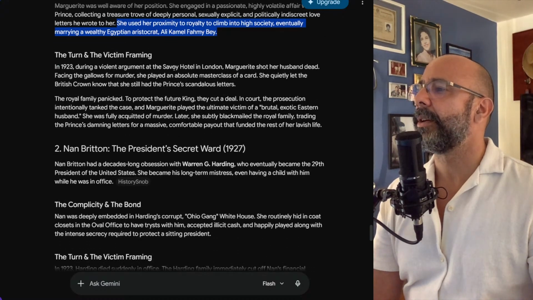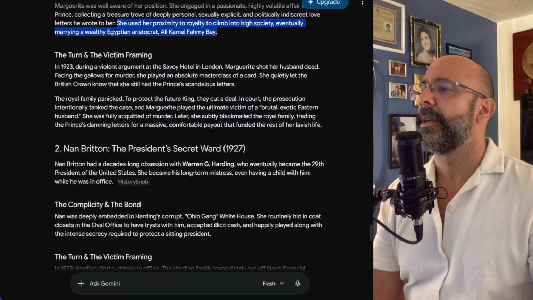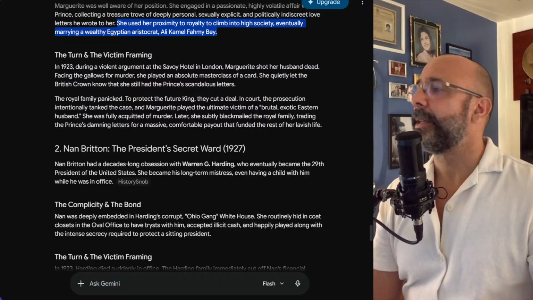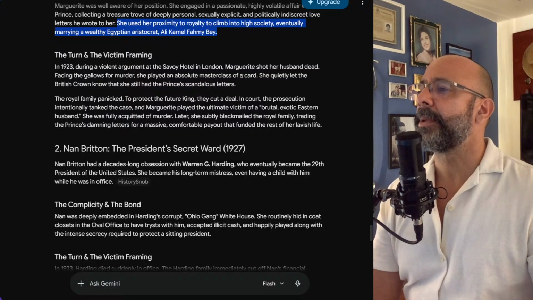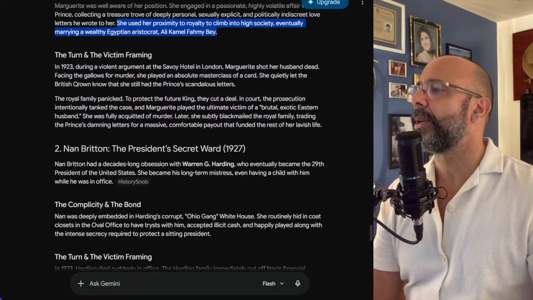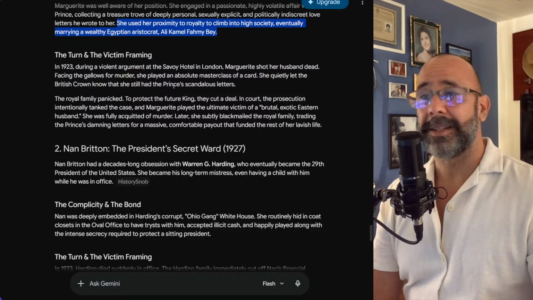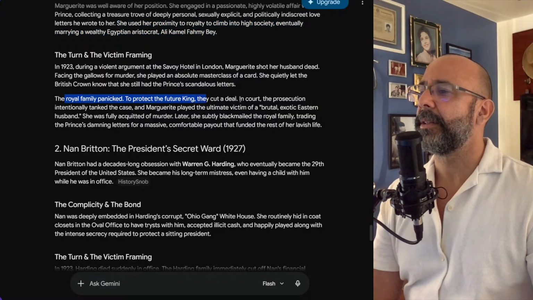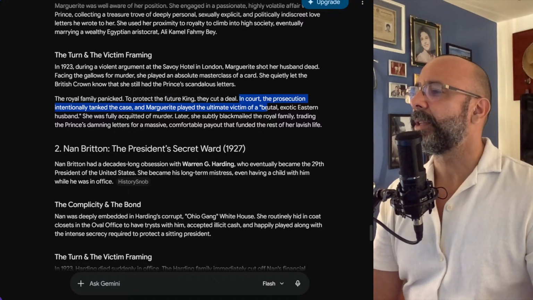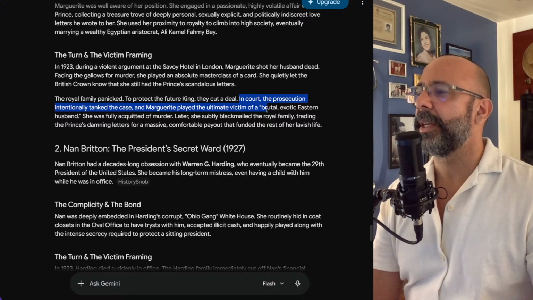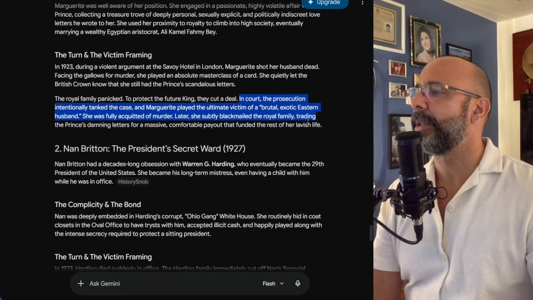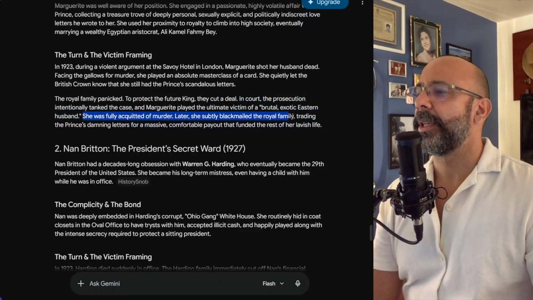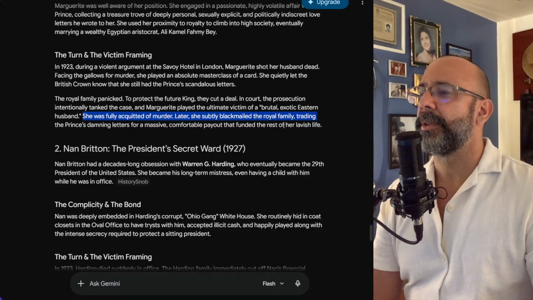In 1923, during a violent argument at the Savoy Hotel in London, Marguerite shot her husband dead. Facing the gallows for murder, she played an absolute masterclass of a card. She quietly let the British crown know that she still had the prince's scandalous letters. The royal family panicked. To protect the future king, they cut a deal. In court, the prosecution intentionally tanked the case, and Marguerite played the ultimate victim of a brutal exotic Eastern husband. She was fully acquitted of murder. Later, she subtly blackmailed the royal family, trading the prince's damning letters for a massive, comfortable payout that funded the rest of her lavish life.